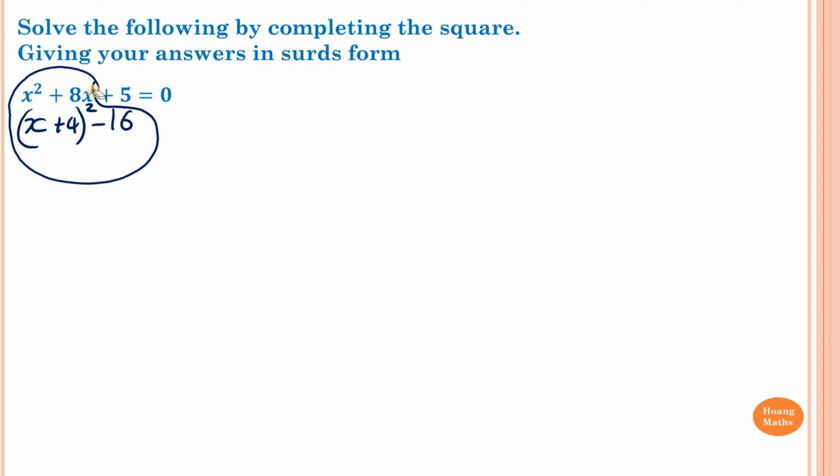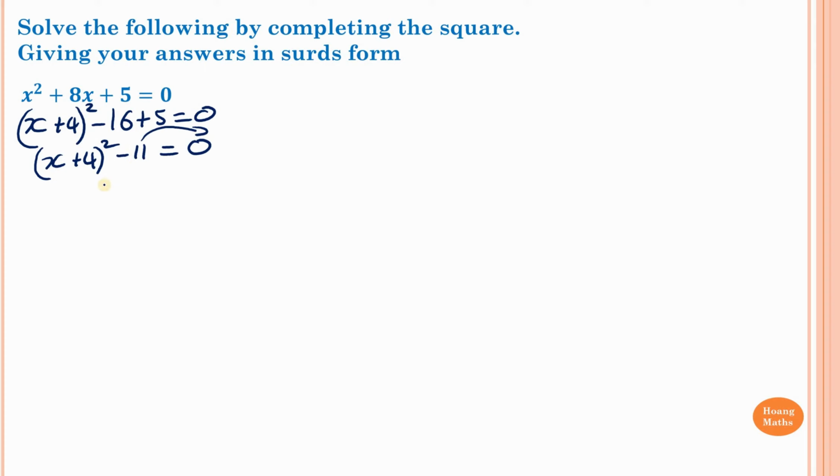Now these are the same. And then the plus 5, I just write underneath. So add 5, which is equal to 0. So minus 16 plus 5 is minus 11. So x plus 4 all square minus 11 is equal to 0. So I move the minus 11 on that side. So x plus 4 all square is equal to 11.